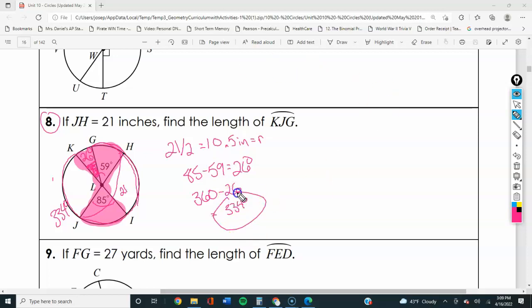I have a radius and an angle, right? So I'm going to do my angle times 2 pi my radius all over 360. Okay? When I do that, I get 7014 pi over 360, which is approximately 61.21 inches. All right?